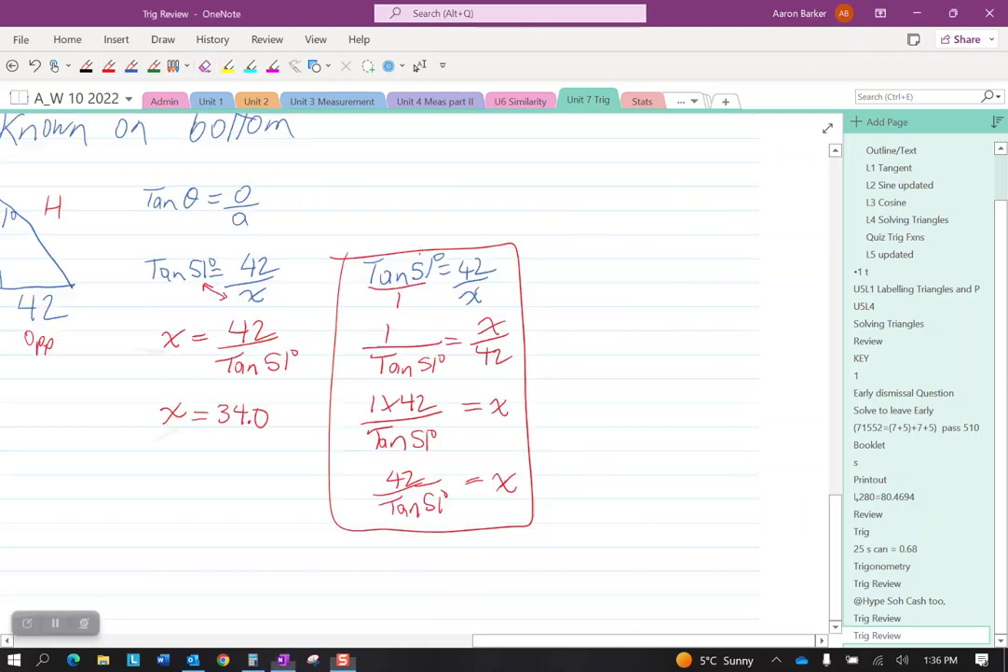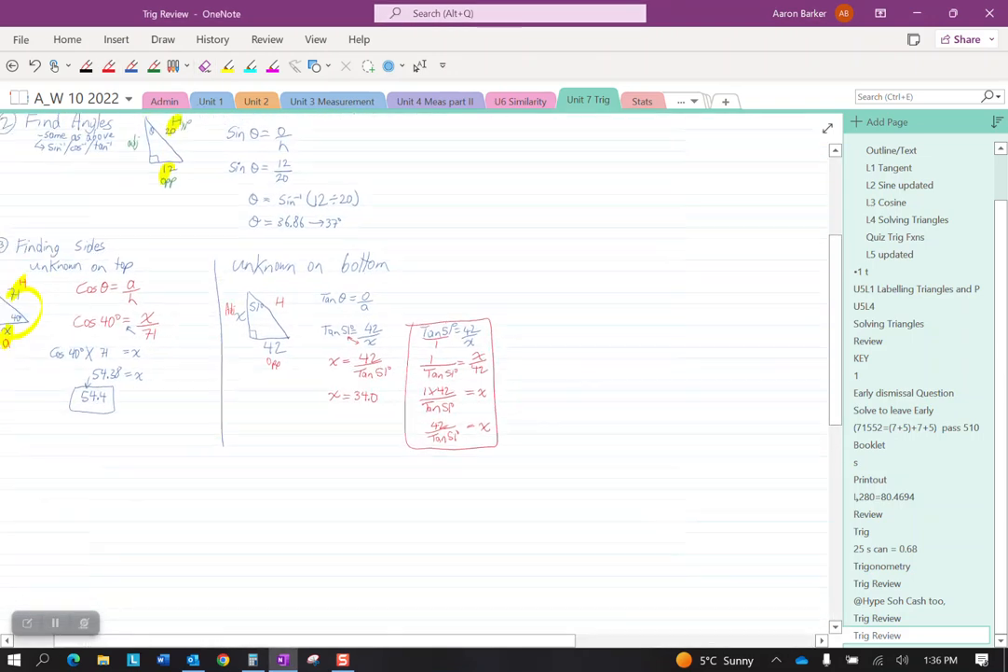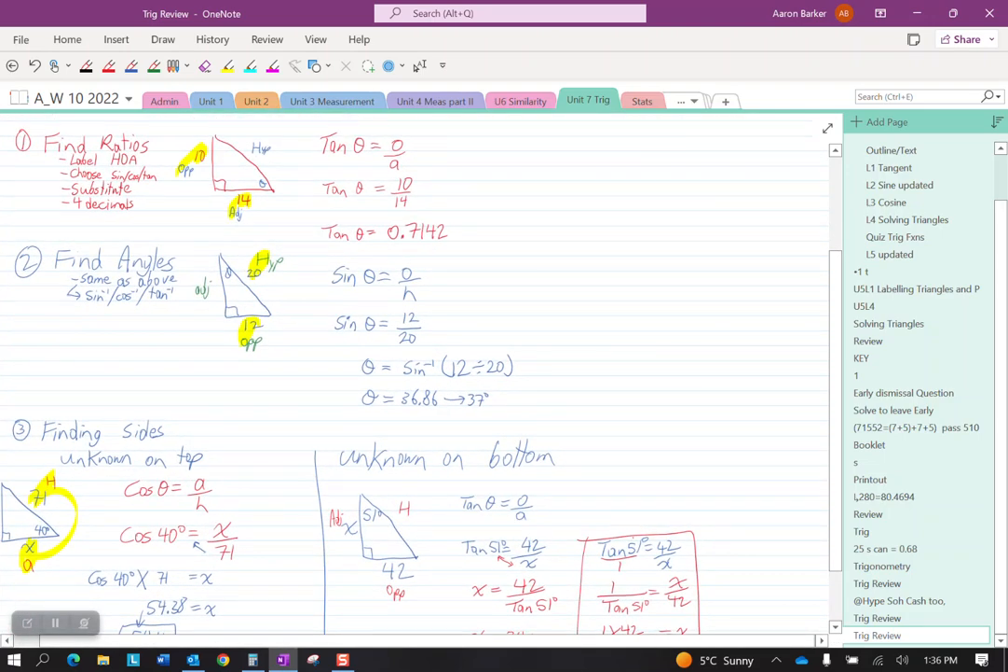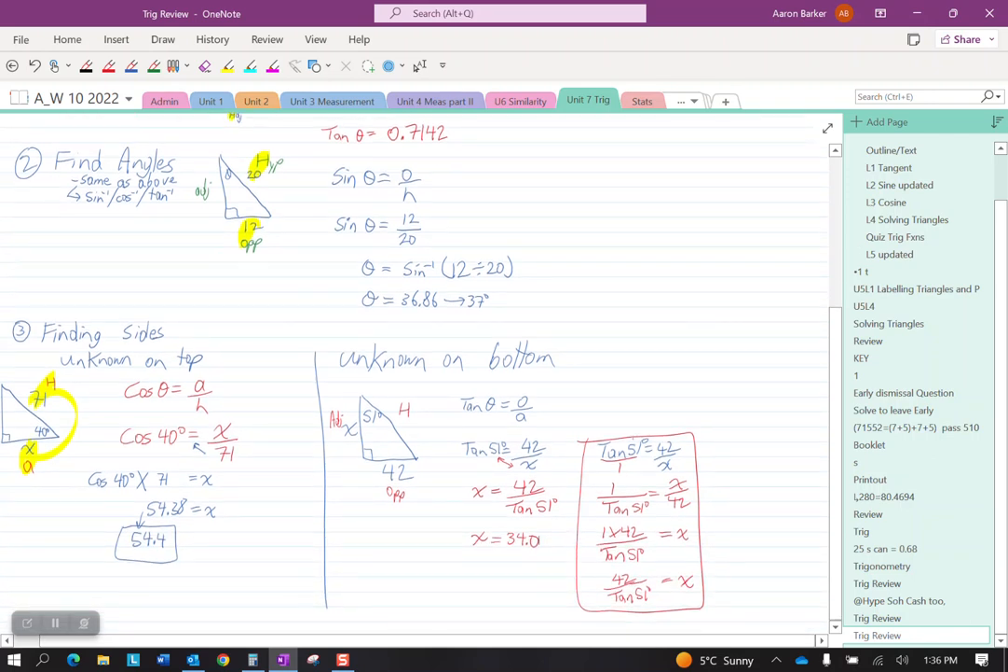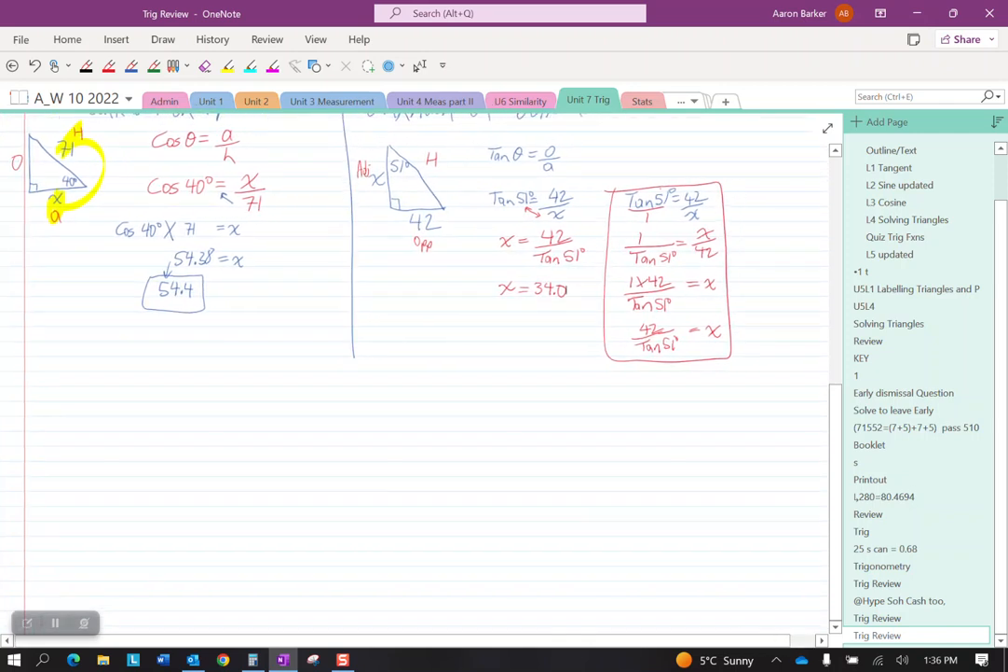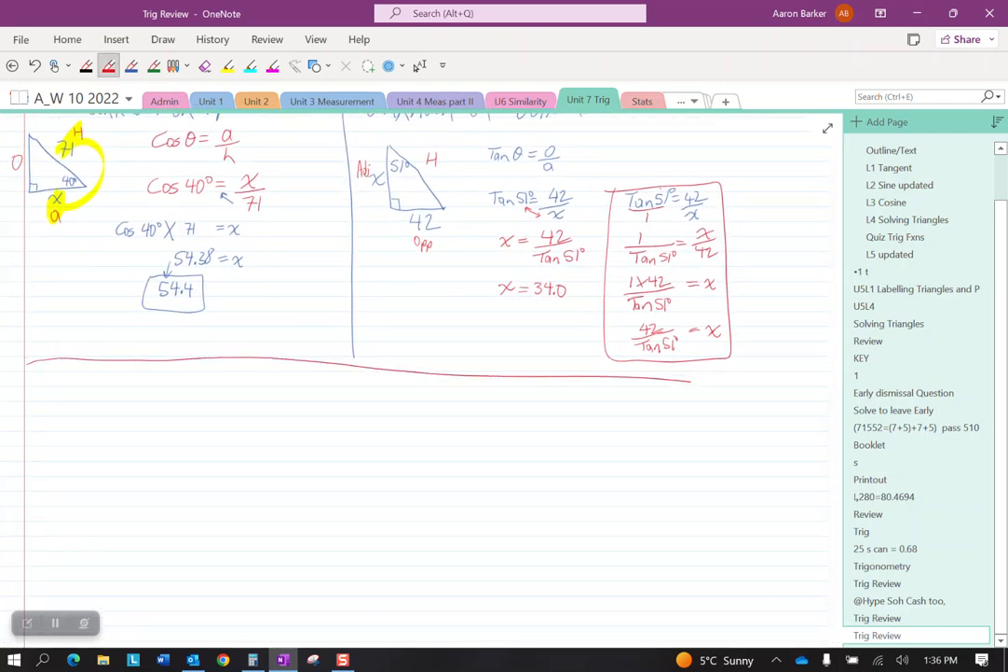All right. So that's all I can ask for trigonometry is 3 questions. I mean, finding ratios and angles are kind of like one question combined, and it's unknown on the top or unknown on the bottom. Okay. The other thing we looked at was Pythagoras. So we're going to review Pythagoras real quickly. Some people have space on the bottom. Some people will need to flip their page over. Okay.